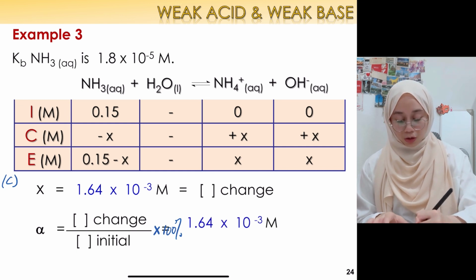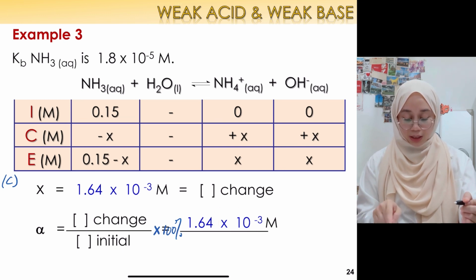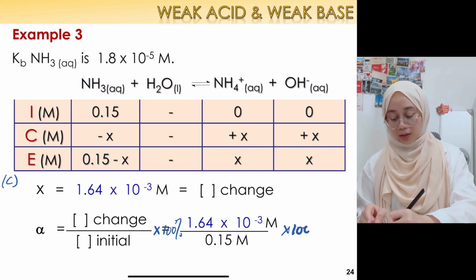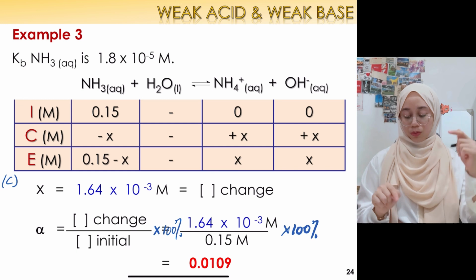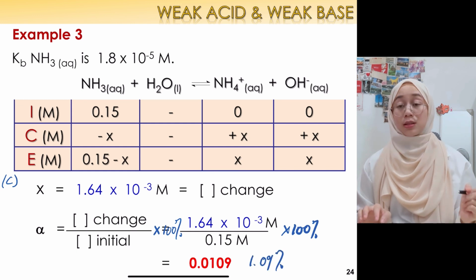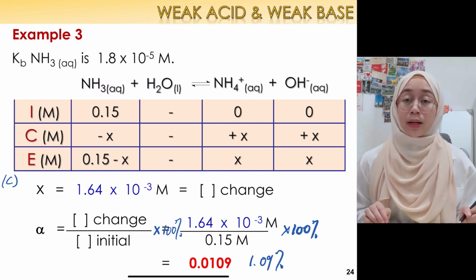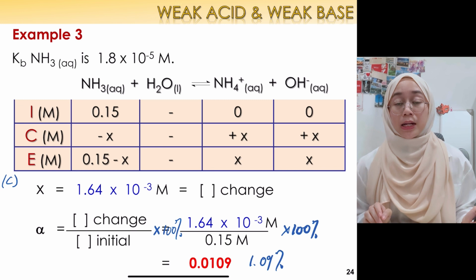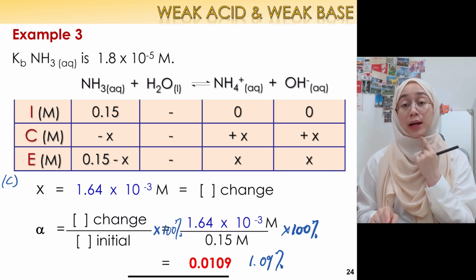So basically kalau kita masukkan, ini tadi adalah concentration change, divide by concentration initial, darab dengan 100%. So kita akan dapat kat sini adalah 1.09% sebenarnya. Okay, so kalau soalan minta degree of dissociation je dan kita tak letak percentage tu pun tak apa. Tapi sebab soalan minta percentage tadi kan, so sepatutnya jawapan dia adalah 1.09%.